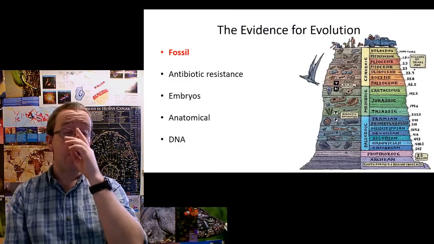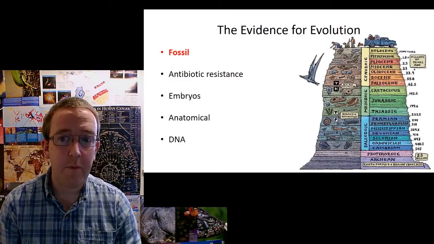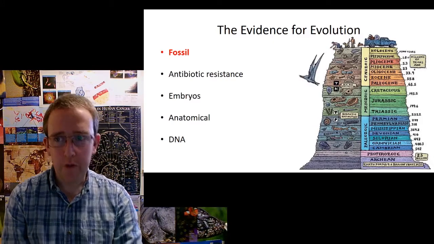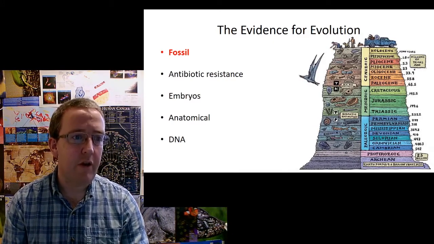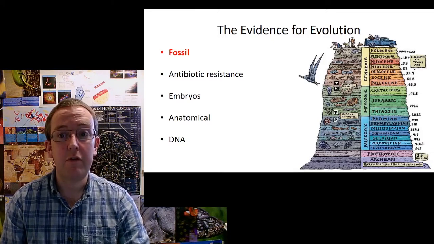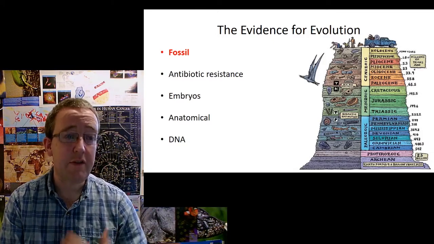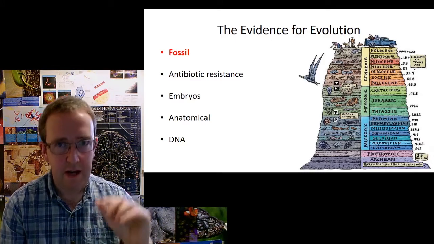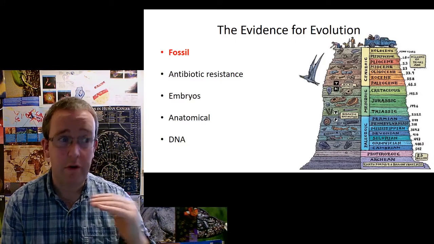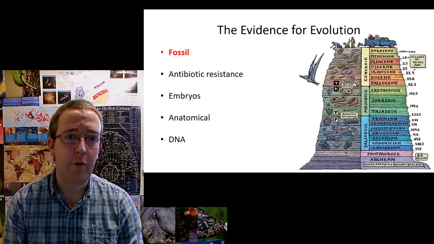Okay, so we're going to go through the different categories, and we're going to spend more time on the first ones, fossils, and less time on antibiotic resistance, embryos, and anatomical and DNA evidence, because of course fossils is a big chunk of your syllabus, antibiotic resistance is a slightly smaller one, and then embryos, anatomical and DNA are very small or a bit extra. So we're only going to spend a very short amount of time on those.